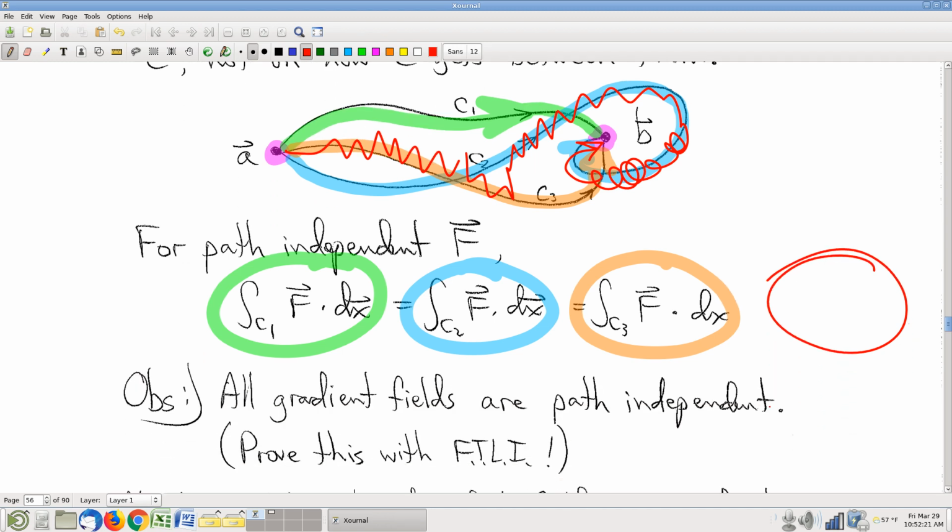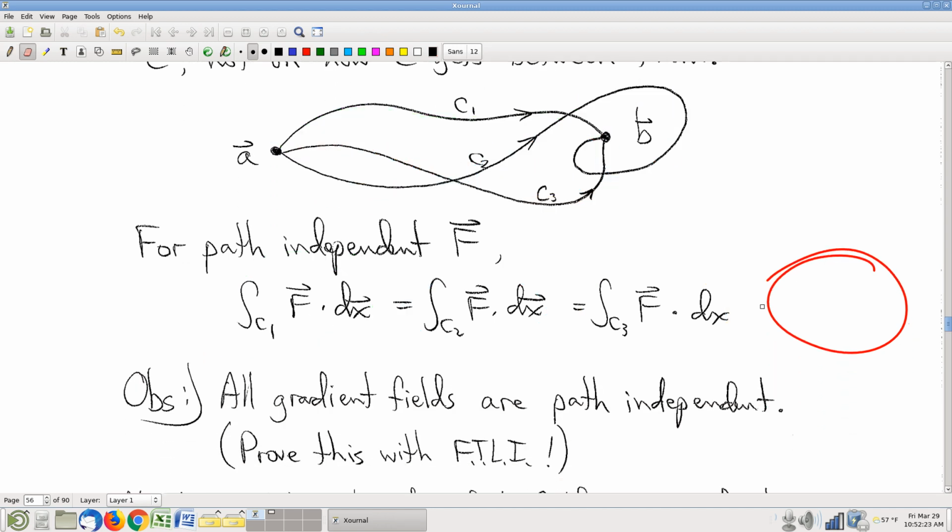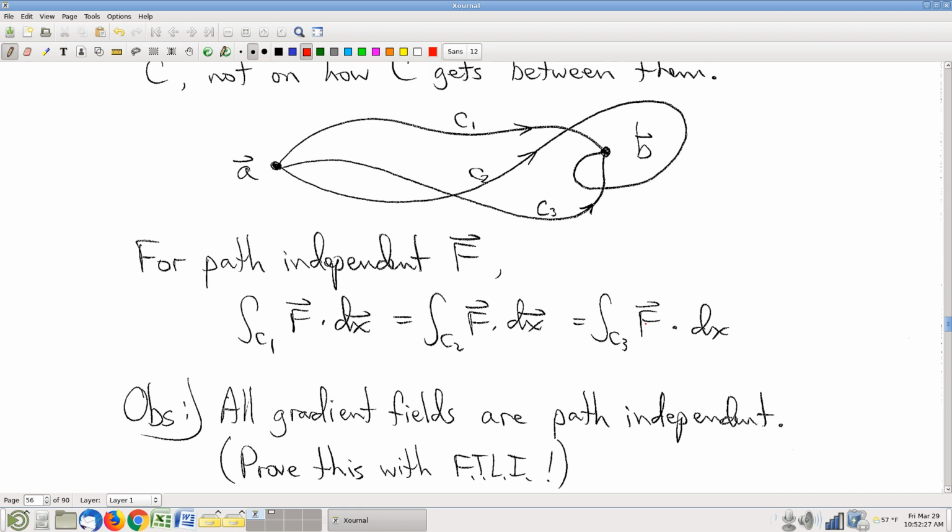So this is highly possible, and here's how I know that this can be done. The fundamental theorem of line integrals actually gives us a bazillion examples of this in action. Now, let me remind you of what the fundamental theorem of line integrals says. It says that the integral of a gradient along any curve dot dx is f of b minus f of a.